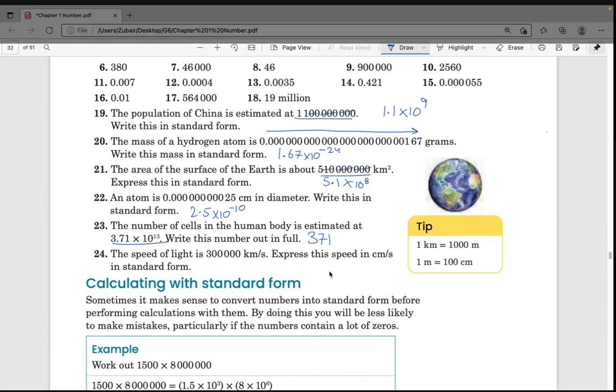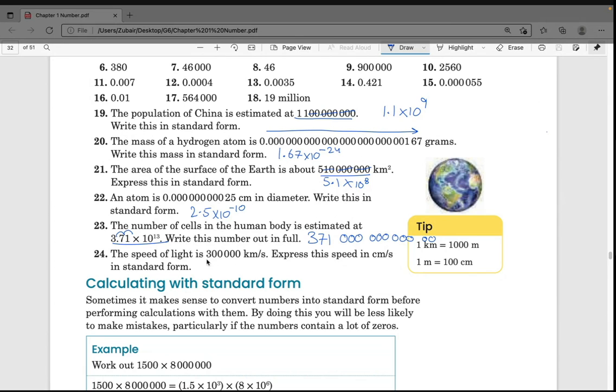11. Oh, 11, sorry. See, we moved this decimal 2 places. So 13 minus 2 is 11. So 1, 2, 3, 4, 5, 6, 7, 8, 9, and then 11 zeros.